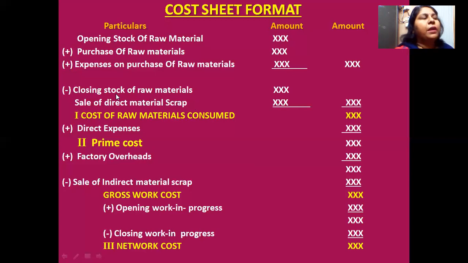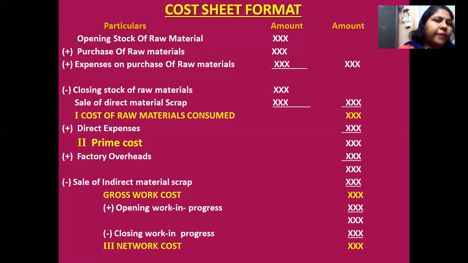So looking at the first part of the cost sheet once again, how to calculate the cost of raw materials consumed: opening stock of raw materials plus purchase of raw materials plus expenses on purchase of raw materials, get the total, and deduct the closing stock of raw materials. And then in case scrap value is given, if you are assuming direct material scrap, consider that amount and deduct these two amounts from that amount. Then I'll go to the second part of the cost sheet. What is the second part of the cost sheet? I need to calculate prime cost. For this, I need to look into the problem.